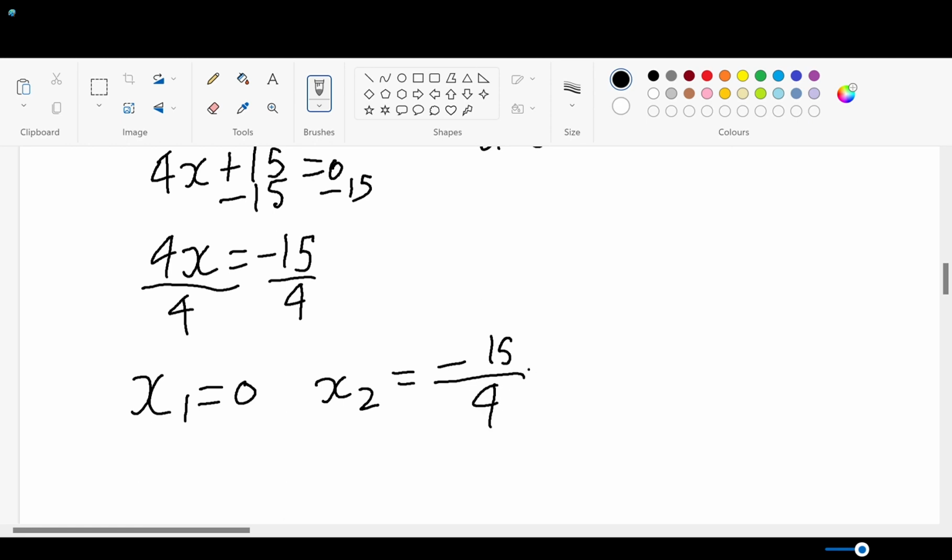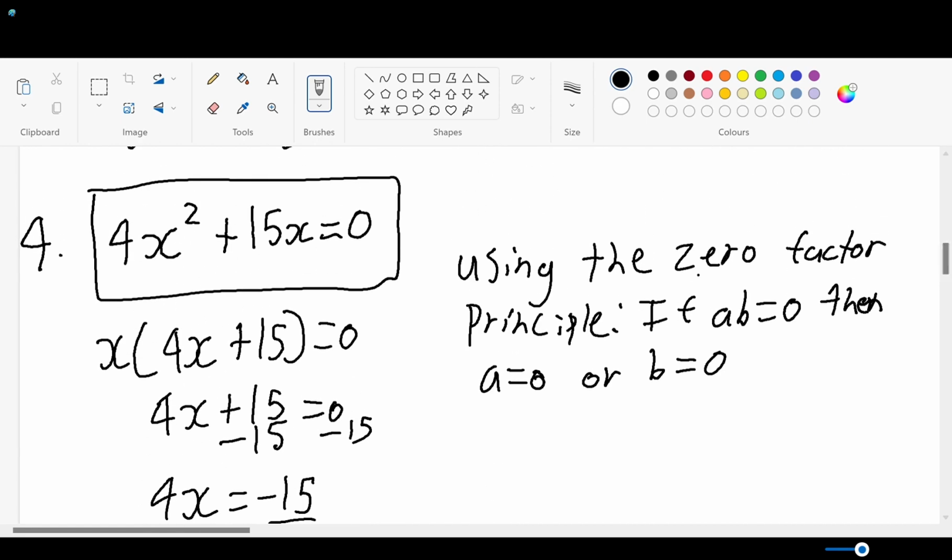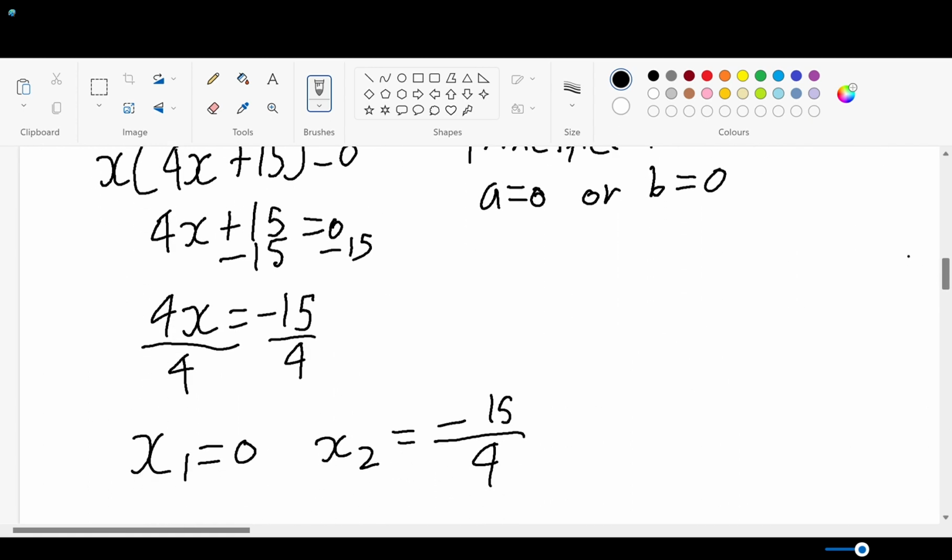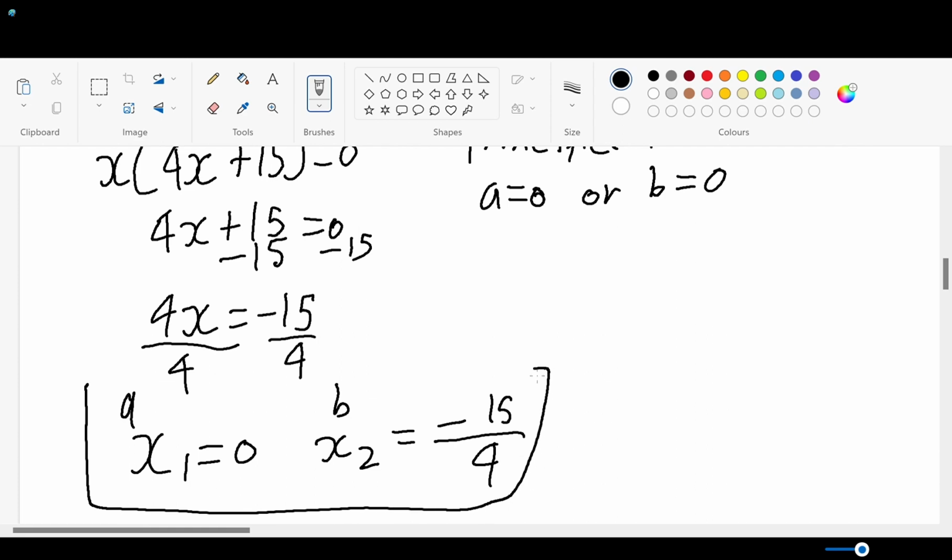The reason why x1 is equal to 0 is that you're using the zero factor principle. If AB is equal to 0, then A equals 0 or B equals 0. So over here, A is equal to 0 obviously, and B is equal to minus 15 over 4. This would be your answer.